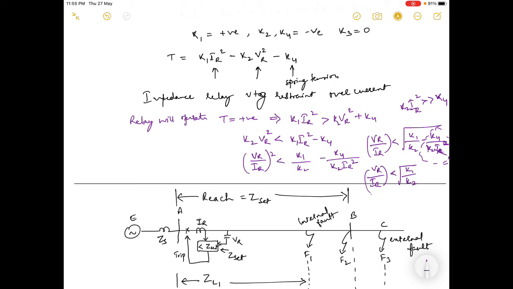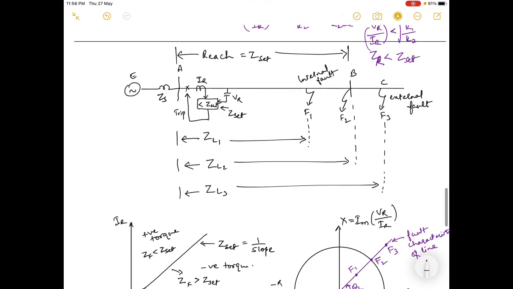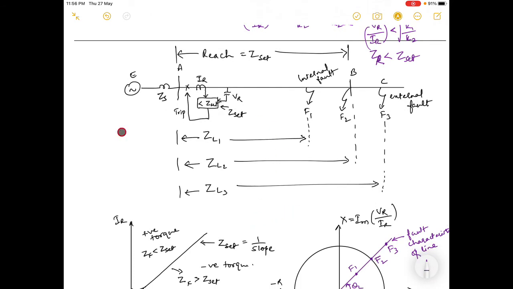Yes. So what is this now? VR by IR is ZR. So this term root of K1 by K2 is nothing but Z set. So what is the meaning here? Whatever impedance is sensed here, if it is less than the Z set, then there is a tripping action. Now we'll see an example. Okay, we'll try to understand it completely.